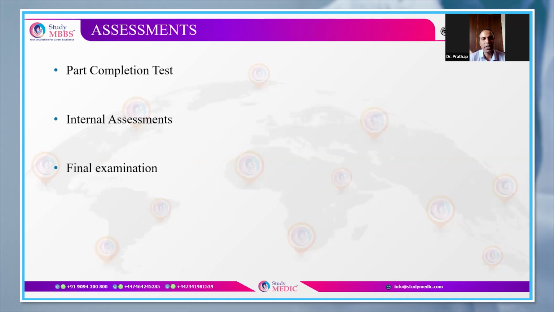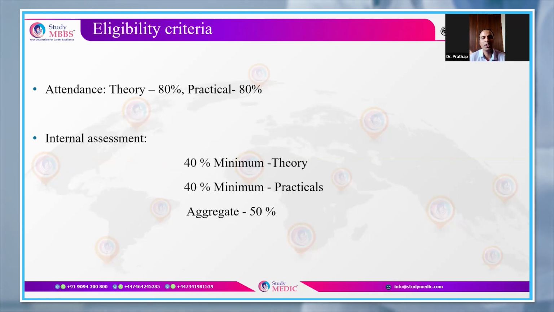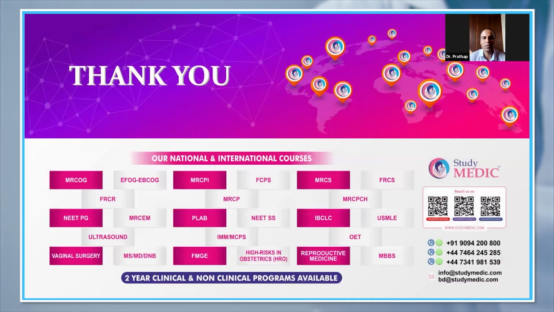There will be an assessment at the end of every part, called the part completion test, an internal assessment once in 3 months, and a final examination at the end of the academic year. Attendance is mandatory, 80% in theory and practicals. I expect 100% attendance so that you understand all the topics clearly. Internal assessment requires minimum 40% marks in theory and 40% in practicals. Overall, theory and practicals put together, you have to get 50. So if you get 40 in theory, you have to get 16 in practicals. Then only the aggregate will be 50.